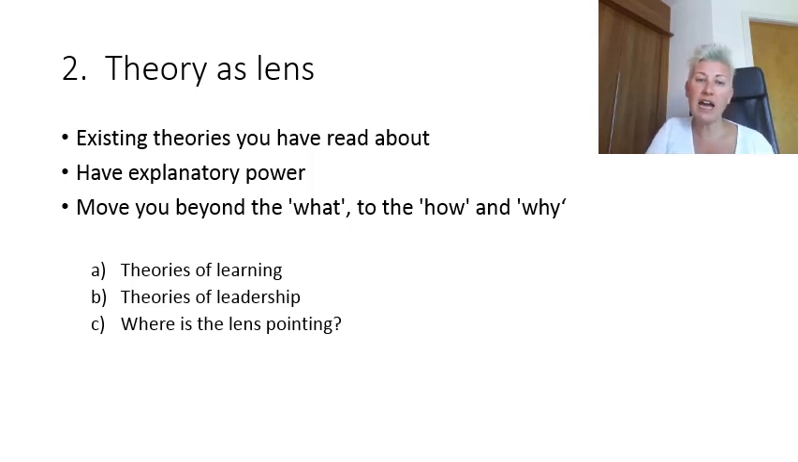So we've talked about theory as paradigm and how theory might influence your dissertation through its impact on your research design. Now let's move on to thinking about theory as a lens. There's lots of theories out there. Think about the existing ones that you know about, that you're familiar with, that you've read up on. What's important about a theory and what makes a good theory is that it has explanatory power, the ability to move you beyond just understanding what is happening in a particular situation or context, to being able to offer an explanation about why that's happening and how it's happening.